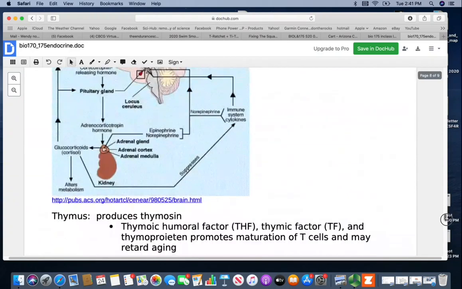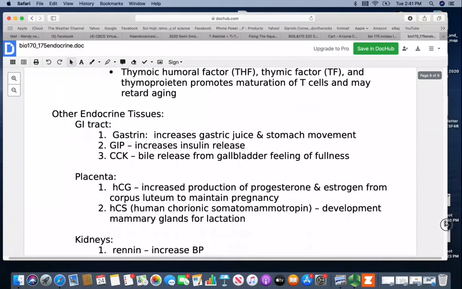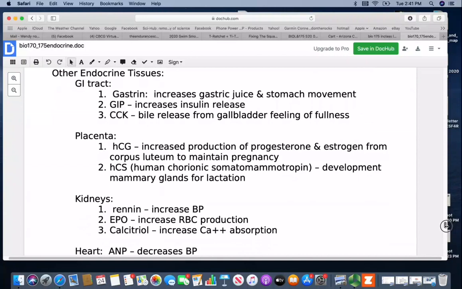So there's a couple other diagrams here in the notes, a few other endocrine tissues in here that we talk about a little bit. They're the HCG, this is increased production of progesterone and estrogen. This is going to help to maintain the pregnancy. HCG is actually what's measured in pregnancy tests.